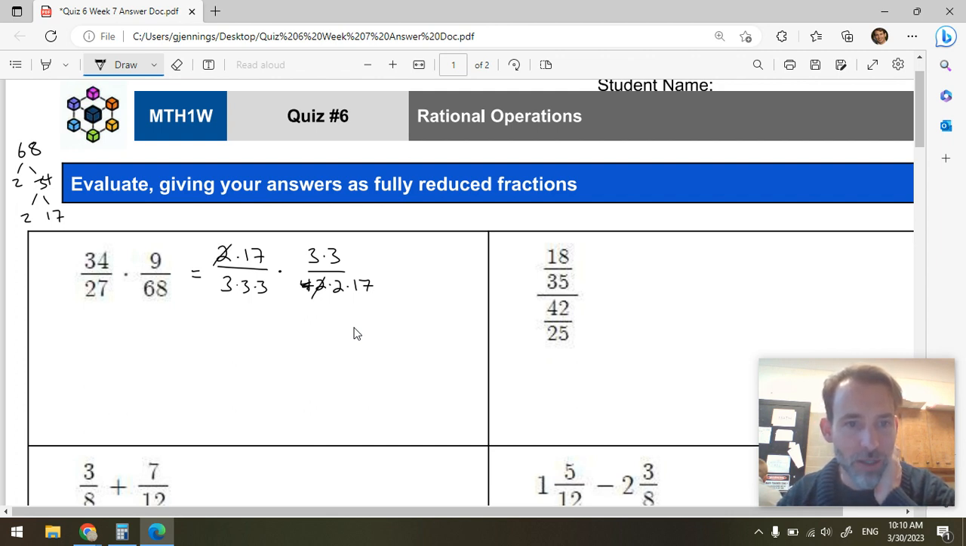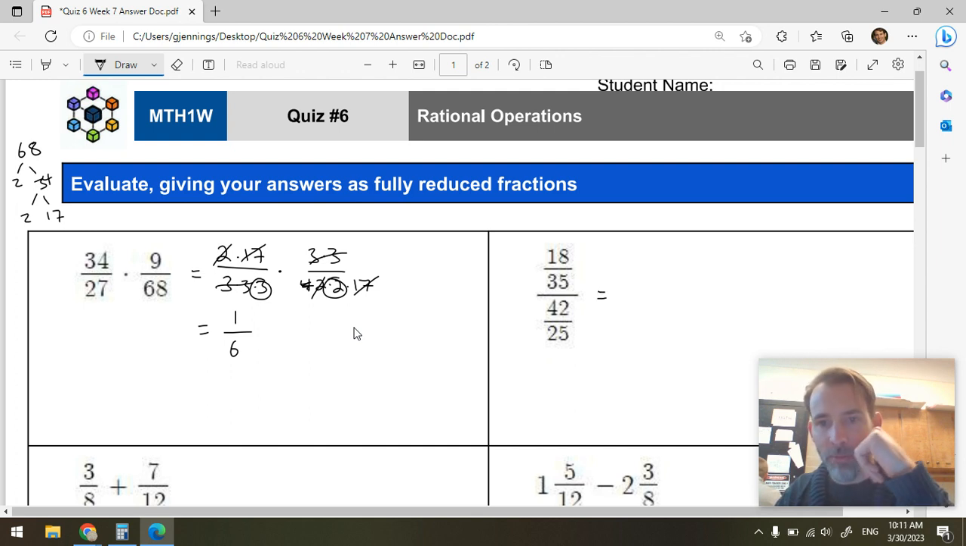This 2 cancels that 2. This 17 cancels that 17. These 2 3's cancel those 2 3's. And we're left with 1 over 3 times 2. This is 1/6. Do it that way, you can do them in your head.